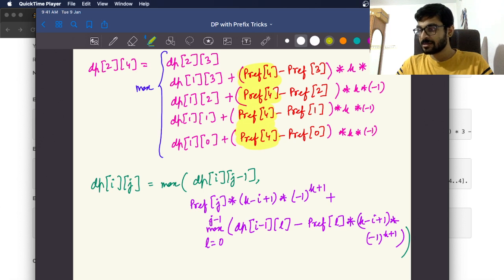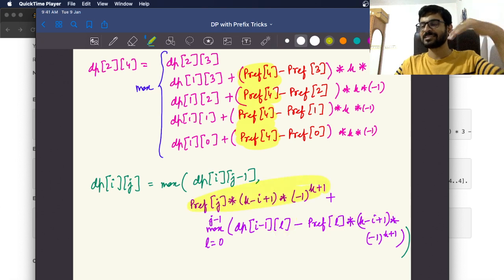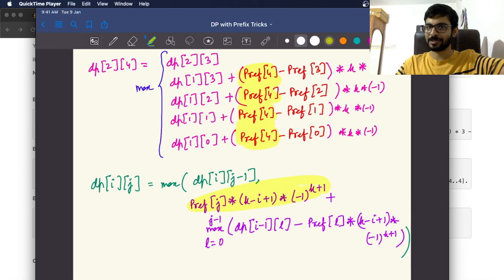So for every J, for every L, I will do this: DP of I minus L minus pref of L into this one. The next L also I'll do the same thing. I will keep on taking the maximum. I'll go to the next L, I'll take the maximum, I'll apply that. Again, the next L, I'll take the maximum. On the next J, I will apply that, and so on.